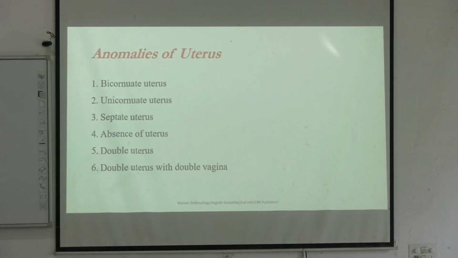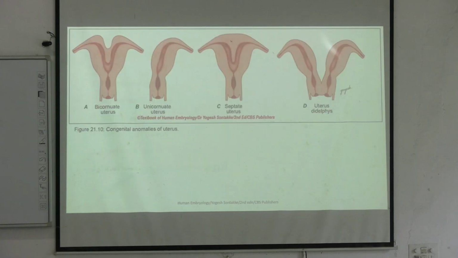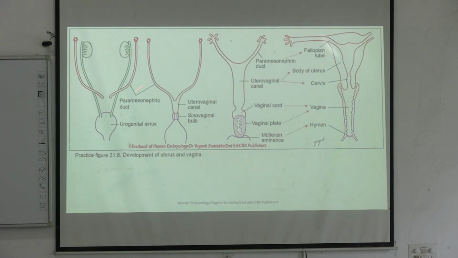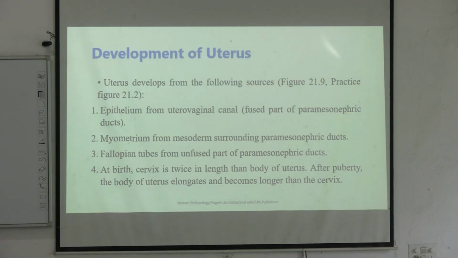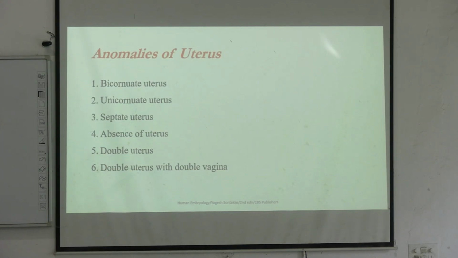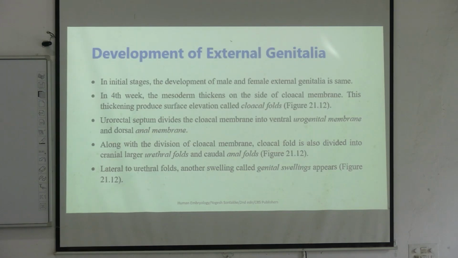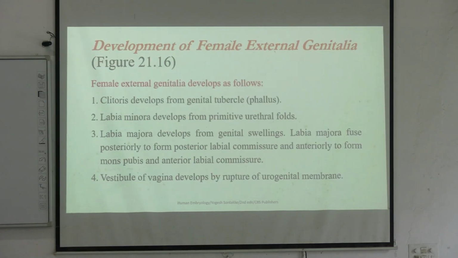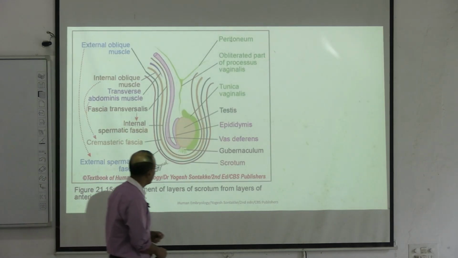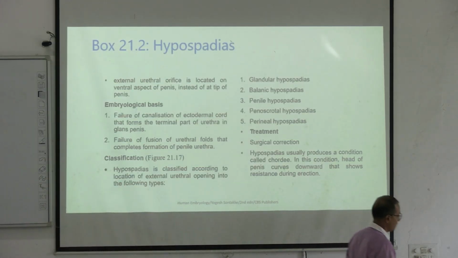In case of a fusion error of the paramesonephric duct, we may have a bicornuate uterus, a unicornuate uterus, or a septate uterus, depending on the fusion error of the paramesonephric ducts. This is what you have to keep in mind related to the fusion error of the paramesonephric duct. So this is related to the uterus and the female developmental part related to this organ itself.